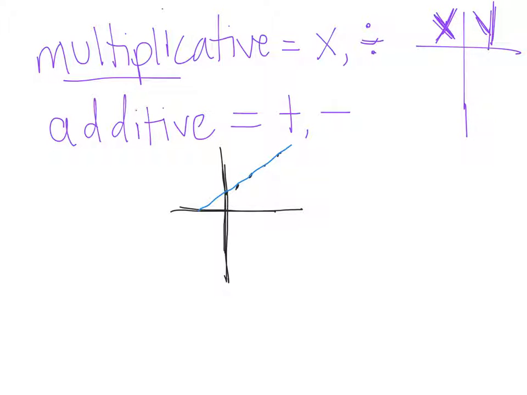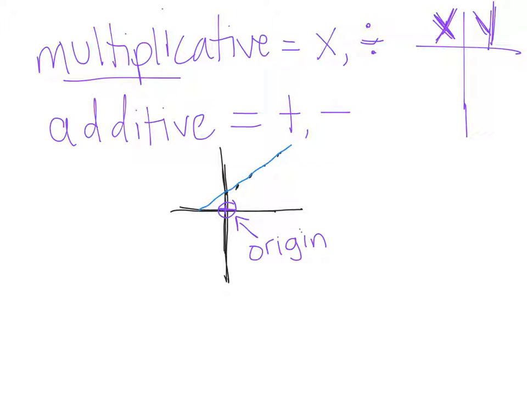But if it does not cross the origin, and remember, it's been a while since we've really used that vocabulary word, the origin is that center, that's 0, where all the lines cross and meet. If it does not cross the origin, it is an additive relationship. So if it's anywhere above or below the origin and does not cross the center mark where they cross, it is additive.